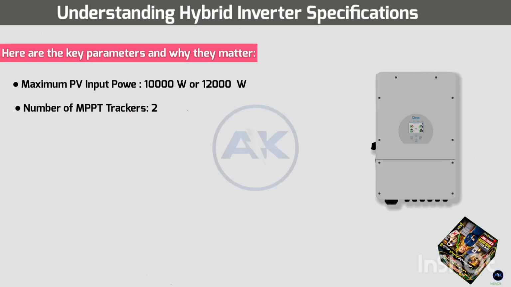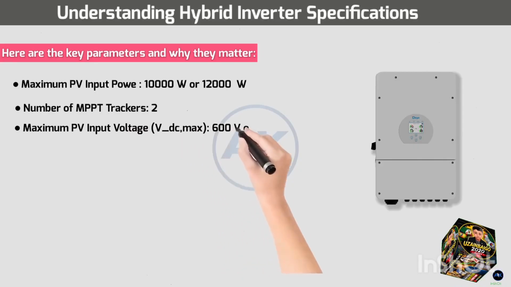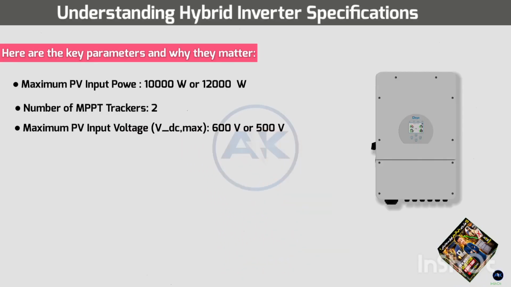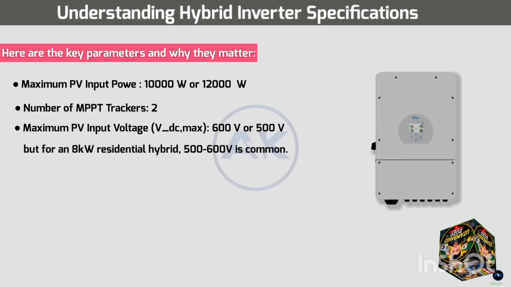Each tracker can handle independent strings or sets of strings. Importance for string sizing: if you have multiple MPPT trackers, you can design multiple independent strings. This is useful for complex roof layouts or different panel orientations. Maximum PV input voltage, VDC max: 600 volt or 500 volt. Some larger inverters go up to 1000 volt or 1500 volt.